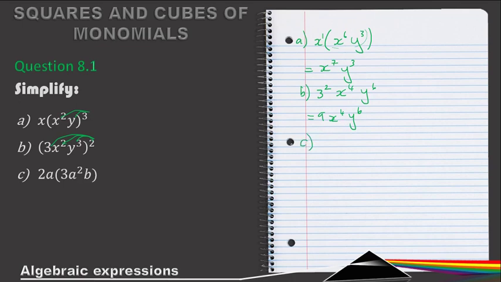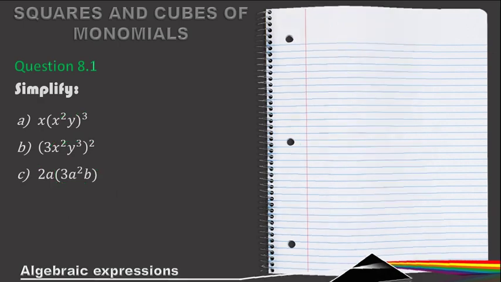Then for c, there's no exponent over here. So I can just go ahead and multiply this expression with this one. This is the same as if there were brackets here, or the same as saying 2a times 3a squared b. That's all the same thing. So 2 times 3, if I start with the coefficients, is 6. Then a times a squared, if this is to the power of 1, becomes a to the power of 3. And then we have that b over there, and that's our answer.